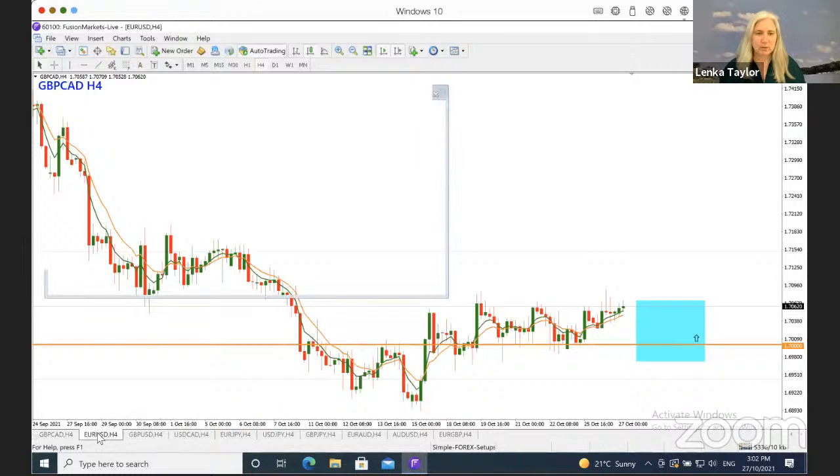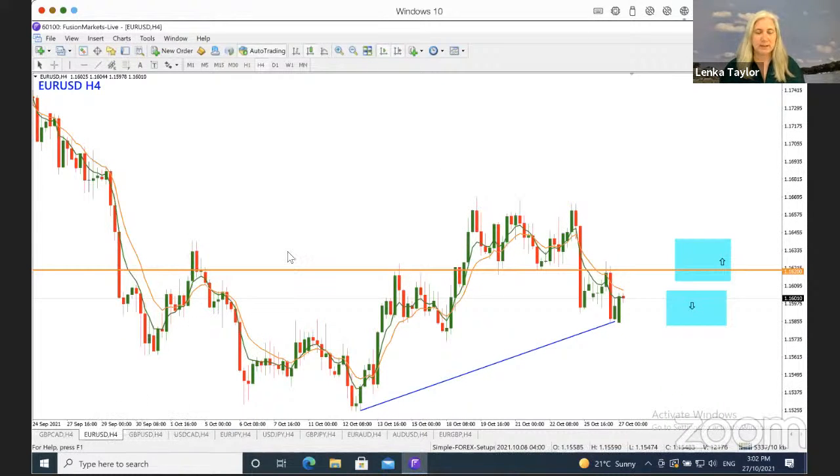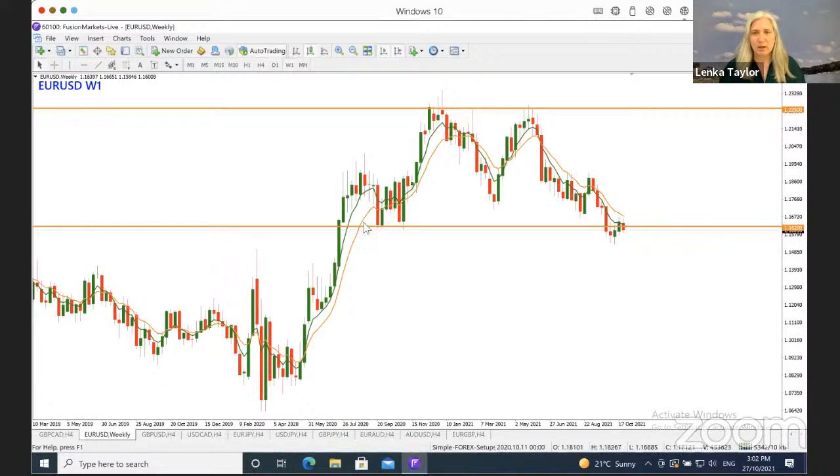Next currency pair I'm going to look at is EUR/USD. Now, EUR/USD, I was long, but now the price has closed below that 1.16 level. I'm sort of waiting to see what happens. So on the weekly, we are at the bottom of the range, and I was looking for a reversal around there. However, we now had a couple of closes below and an inside bar.